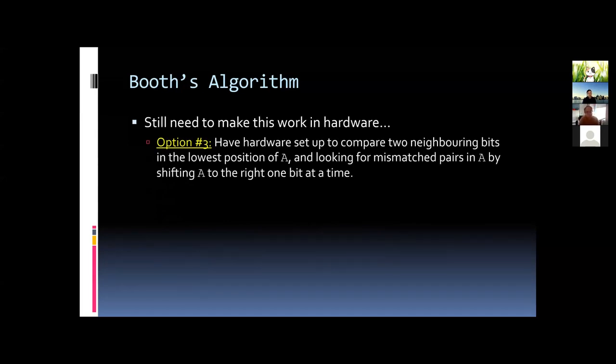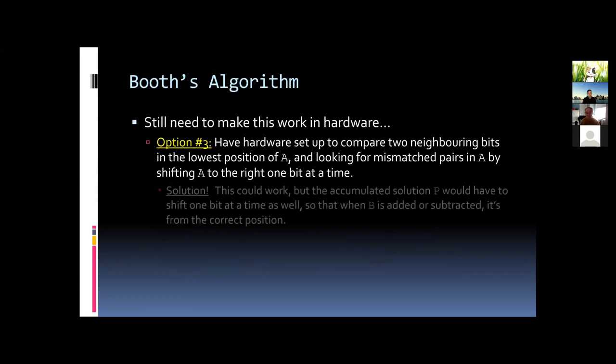So one option is to have hardware set up to compare two neighboring bits only in the lowest positions, and then keep rotating the value. Essentially, we want a logic with only one comparison. So I'm only going to compare two bits in the lowest positions always, and then shift rotate, which we can do efficiently. This way I don't need comparison all across the long 32-bit or 64-bit value. I only have comparison in the two low bits.